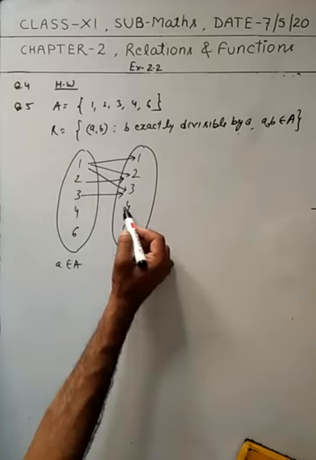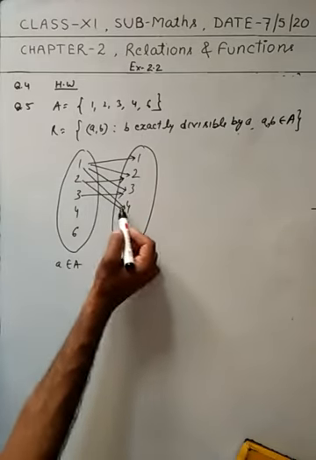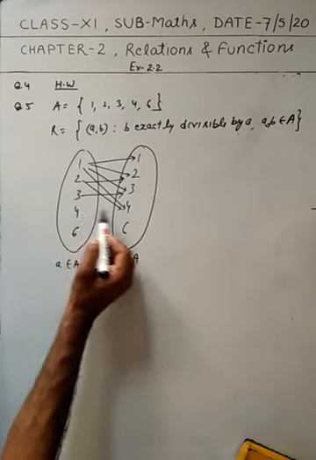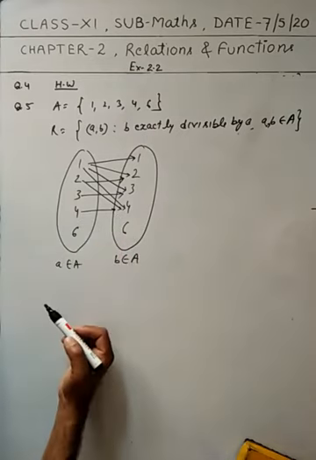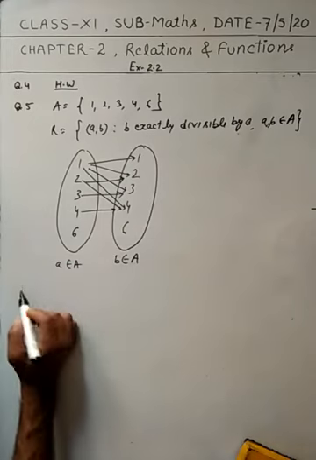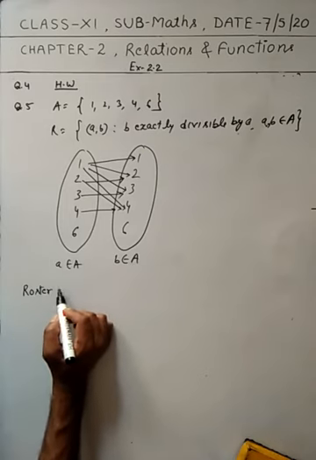Similarly 4. 4 is divisible by 1. 4 is divisible by 2. 4 is not divisible by 3, but 4 is divisible by 4. Finally 6. So we have to write in roster form first. Whatever we have done now, roster form.